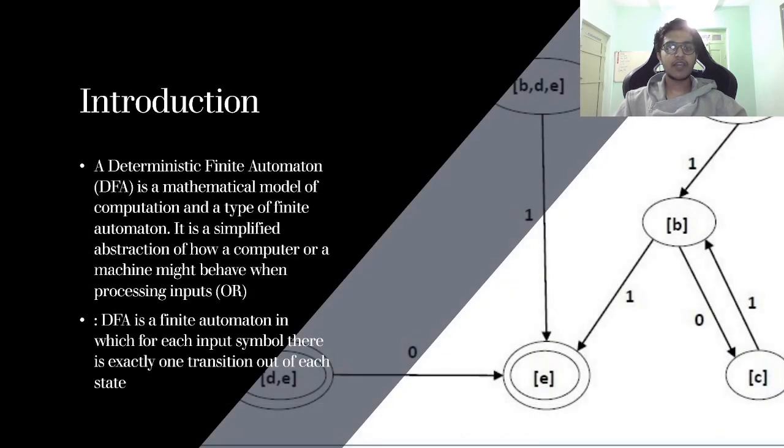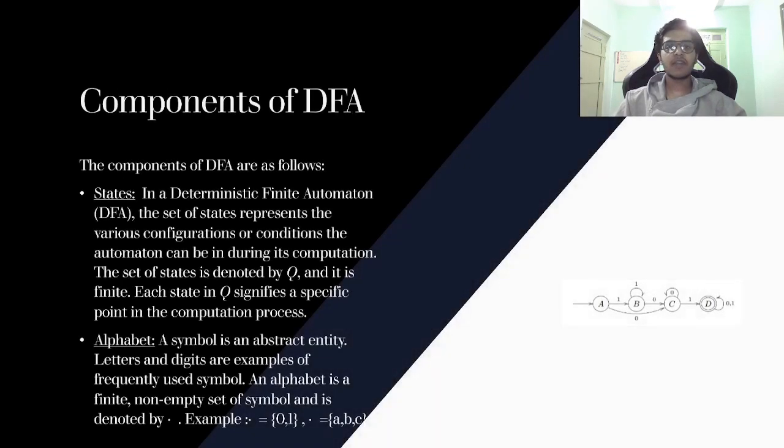A deterministic finite automata is a mathematical model of computation and a type of finite automaton. It is a specified abstraction of how a computer or a machine might actually behave when processing a given input, or it may even be defined as follows. DFA is a finite automata in which for each and every input symbol there is exactly one transition out of each and every state. So, moving on to the next slide, we have the components of DFA.